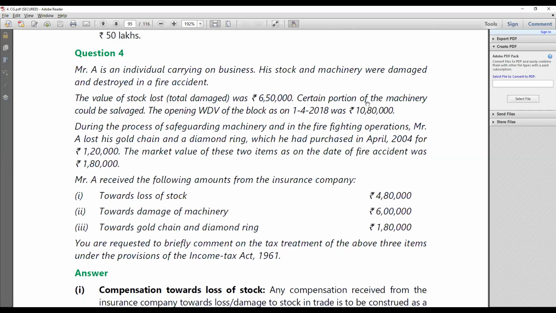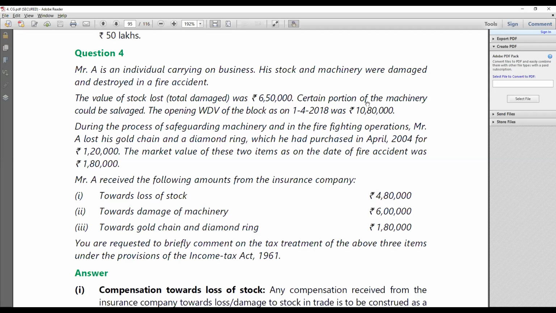The value of stock lost was 6,50,000. A certain portion of machinery could be salvaged. The opening WDV of the block as on 1/4/2018 was 10,80,000. During the process of safeguarding the machinery and in the firefighting operations, Mr. A lost his gold chain and a diamond ring, which he had purchased in 2004 for 1,20,000. And then they have given us a list of all the three assets which were damaged, against which the insurance claim was received.